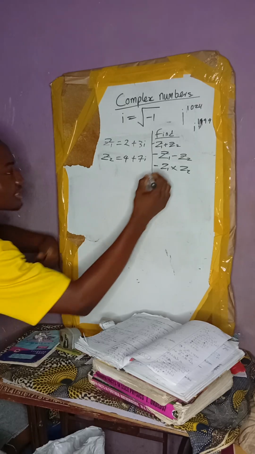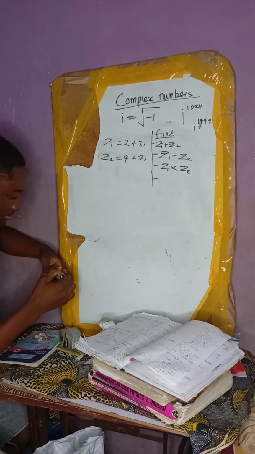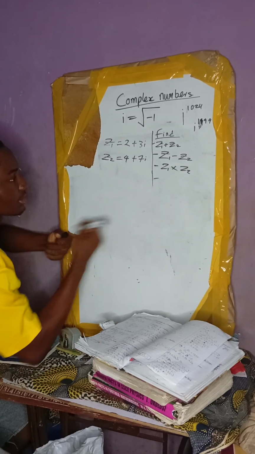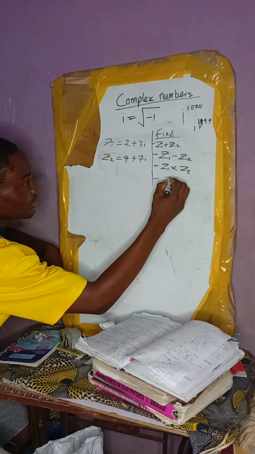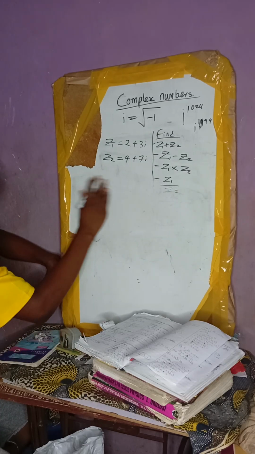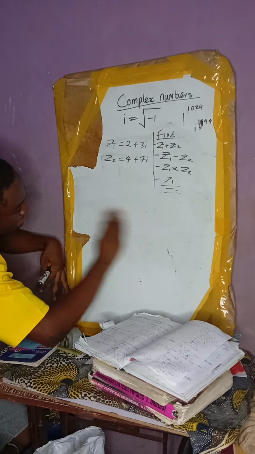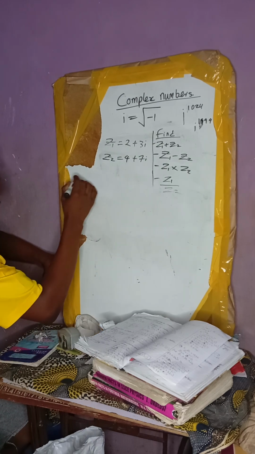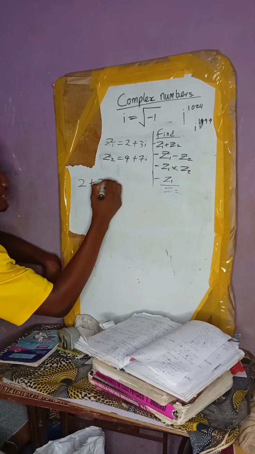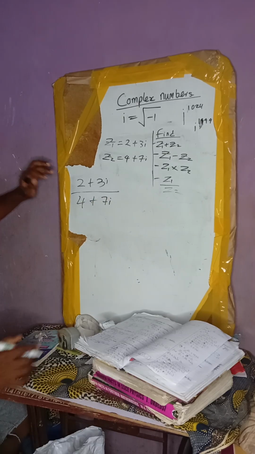Alright, so now the last one is z1 divided by z2. So now let's resolve that. So this divided by this. So we have 2 plus 3i all over 4 plus 7i.